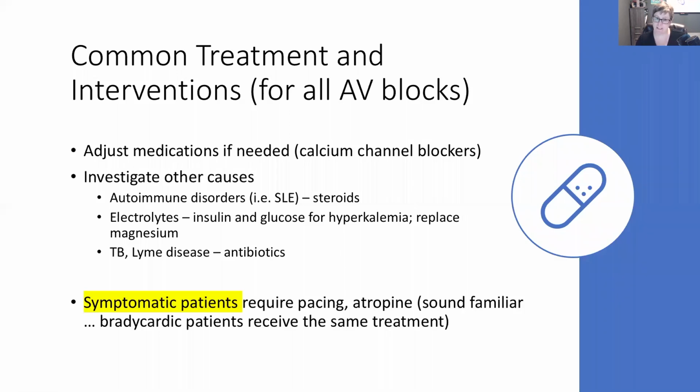Of course, we want to investigate other causes because medications are not the only reason, as discussed in a previous module. So we'll be looking again for electrolytes, glucose, autoimmune disorders. Maybe they are on antibiotics, and so that's causing some changes. Symptomatic patients need to be paced because we want to ensure we're maintaining cardiac output for those vital functions.